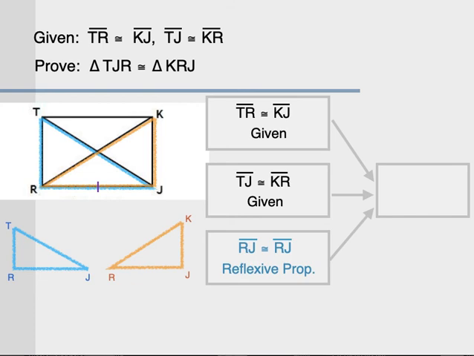And then pull your triangles apart. Label all the congruencies you know, either from the given or that you were able to figure out from the diagram, like RJ is congruent to itself. To prove your triangles are congruent, which theorem or postulate would you use? SSS.